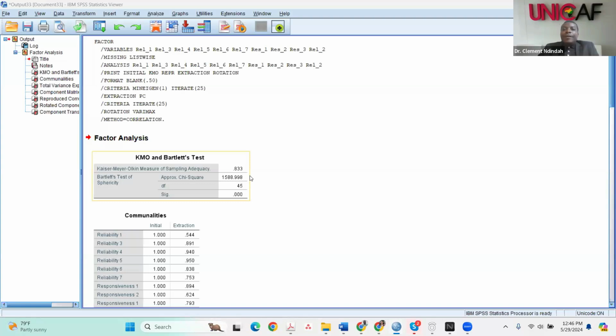But the KMO is just like a goodness of fit test. It shows how adequate your sample is to measure what you intend to measure. So make sure your KMO value is between 0.5 and 1. Any value between 0.5 and 1 is very good.